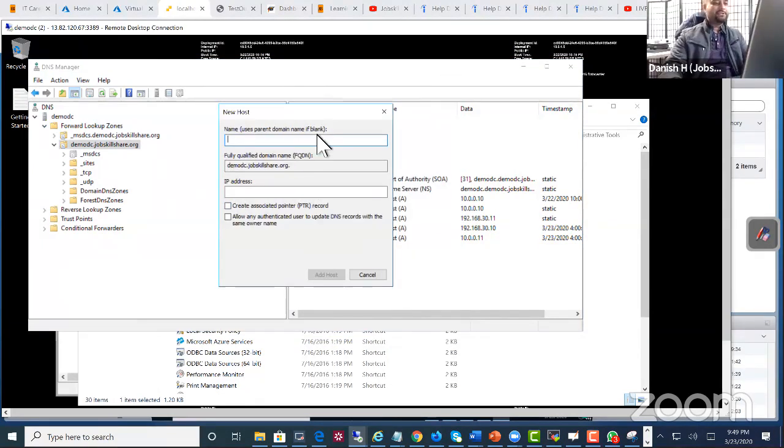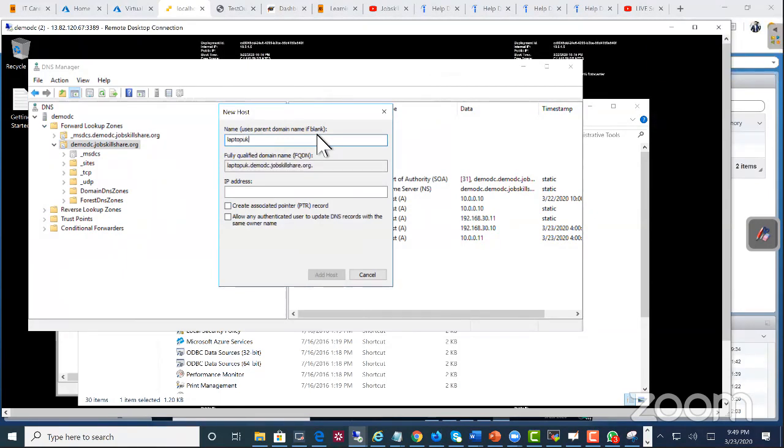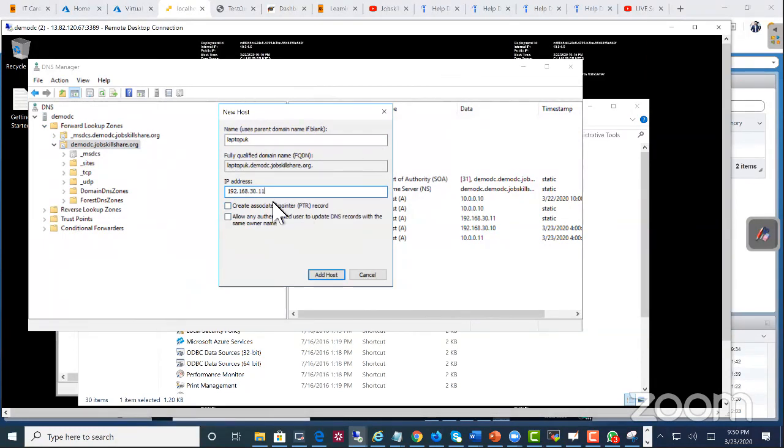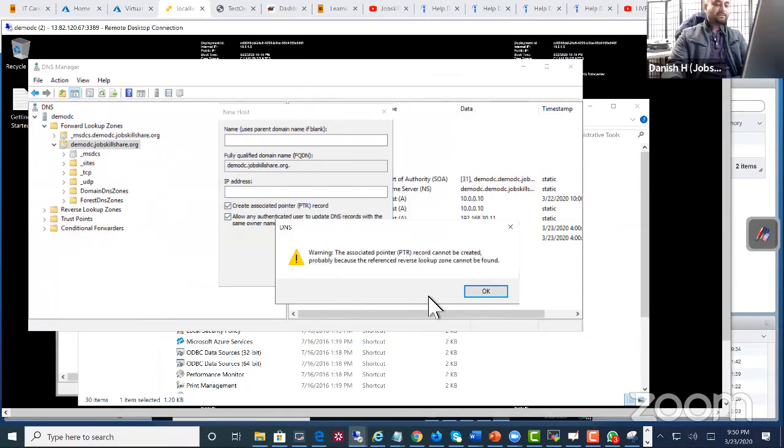And then what do I need to type over here? Laptop? The computer name. Laptop UK. Yeah. And what do I need to type? I need to type the IP address, right? 192.168.10. What was that again? So it was not .10, it was 30.11. Was it .11? Yeah, okay, good job. So I'm just going to add the other records too.